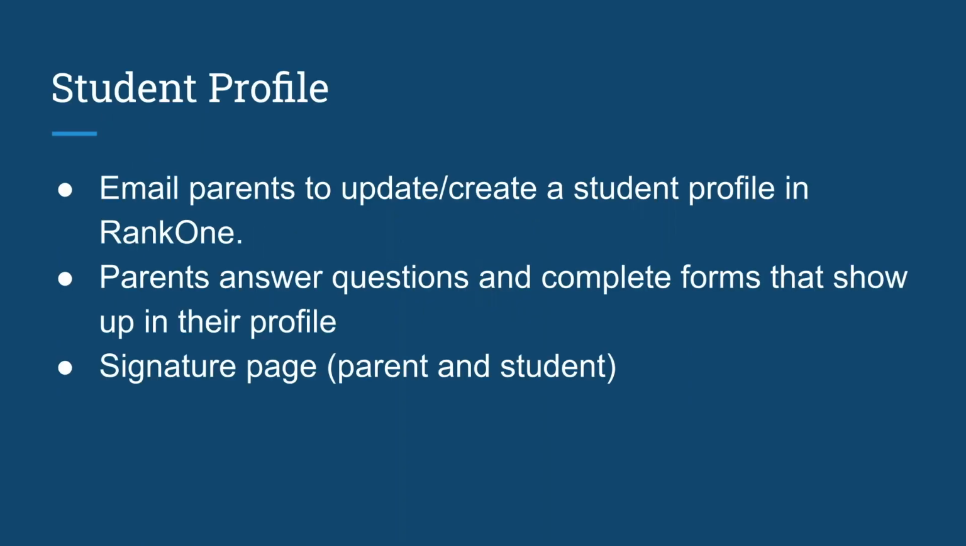We've said we need to email our parents and let them know that they need to go on and either update or create their profile. Walk them through that process, if you would. When they're creating a student profile, it's general information, address, some medical information. There's a medical history form that has to be completed online. They will do their student profile online, and then the parent and the student will sign the signature page.